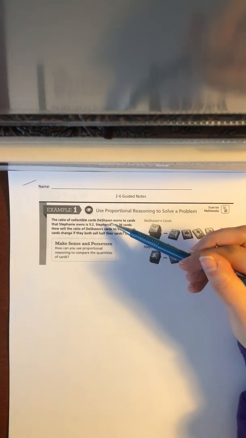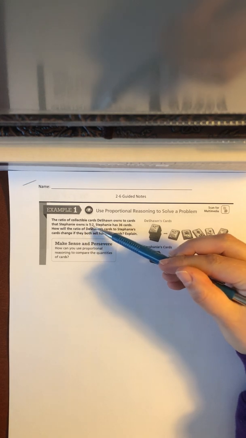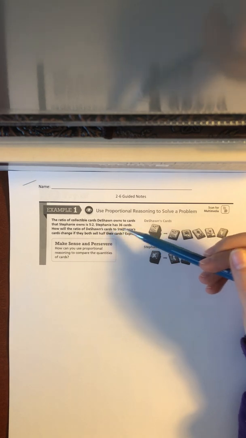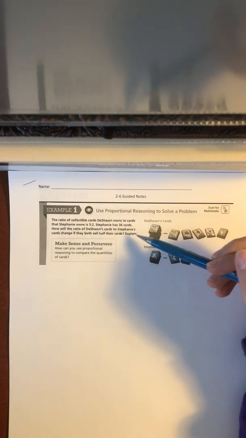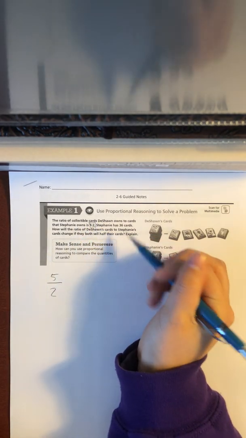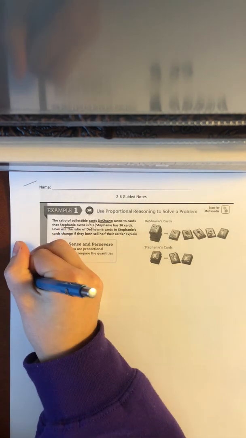Okay, so the ratio of collectible cards Deshawn owns to cards that Stephanie owns is 5-2. Stephanie has 36 cards. How will the ratio of Deshawn's cards to Stephanie's cards change if they both sell half their cards? Explain. Okay, so what I'm going to do is start off with setting up a proportion. So 5/2, okay, that's our ratio. And Deshawn goes on top and Stephanie goes on the bottom.